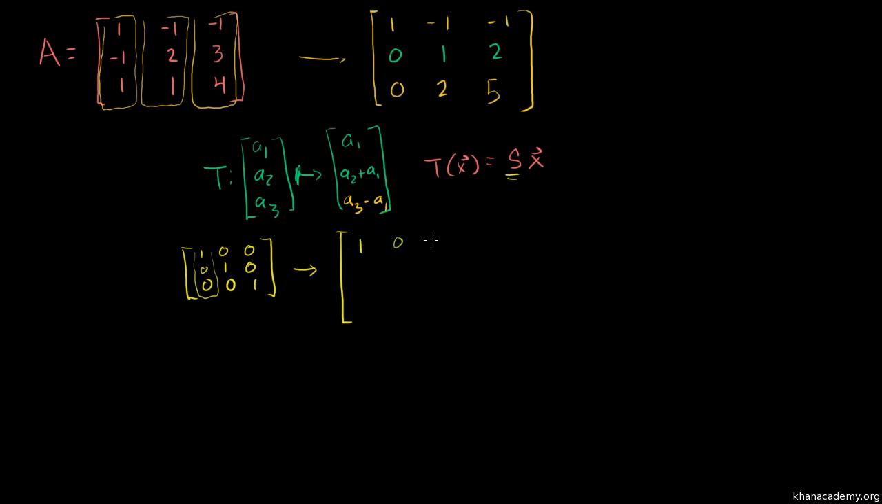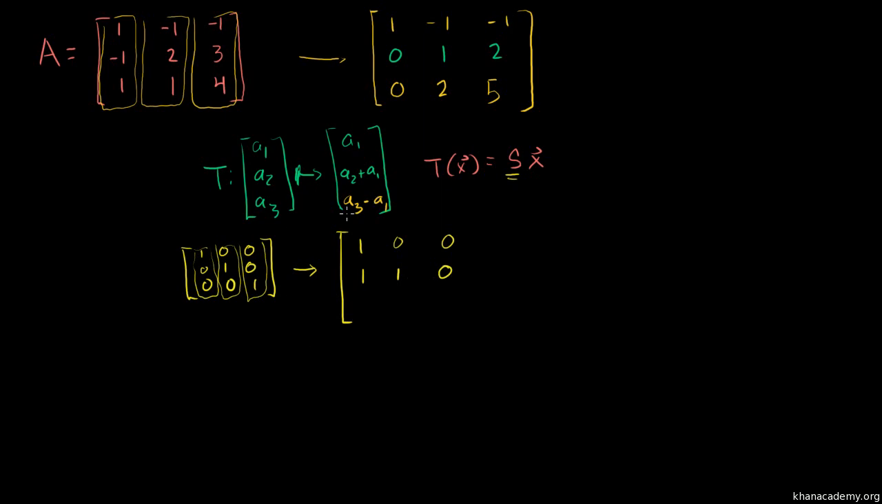So the first row is always going to be 1, 0, 0. I'm essentially applying it simultaneously to each of these column vectors, saying, look, when you transform each of these column vectors, their first entry stays the same. The second entry becomes the second entry plus the first entry. So 0 plus 1 is 1. 1 plus 0 is 1. 0 plus 0 is 0.